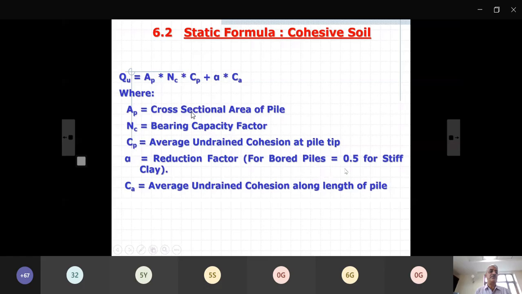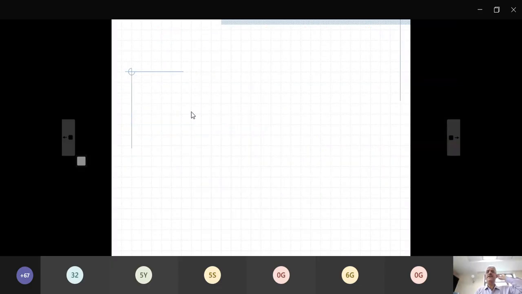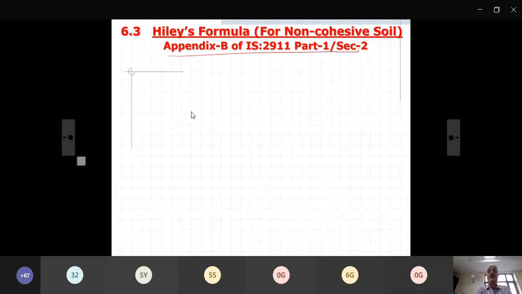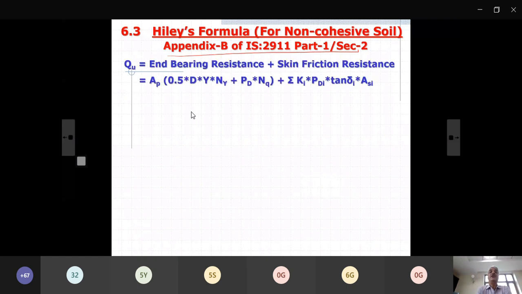So we have got formula for cohesionless soil, we have got formula for cohesive soil. In another IS code, the methodology for settlement calculation of piles is given. This is static formula, simple formula. With this, prima facie or initial pile capacity can be determined. And this is Hiley's formula. Again, that is normal static formula. This is Hiley's formula, which is also given in Appendix B of IS 2911.